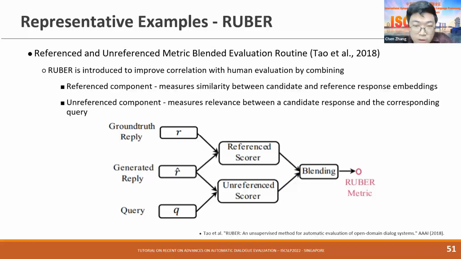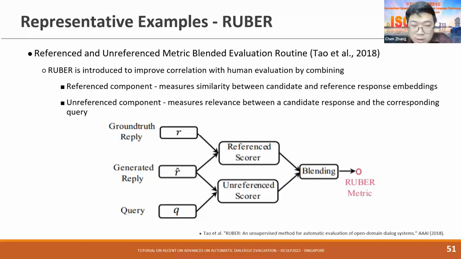The first representative example of the turn level metrics is RUBER, the Referenced and Unreferenced metric Blended Evaluation Routine, published in AAAI 2018. RUBER is introduced to improve the reference-based metric mentioned previously. They try to improve it by introducing an unreferenced component. The reference component just relies on the computation of cosine similarity of sentence embeddings between the ground truth response and the generated response.